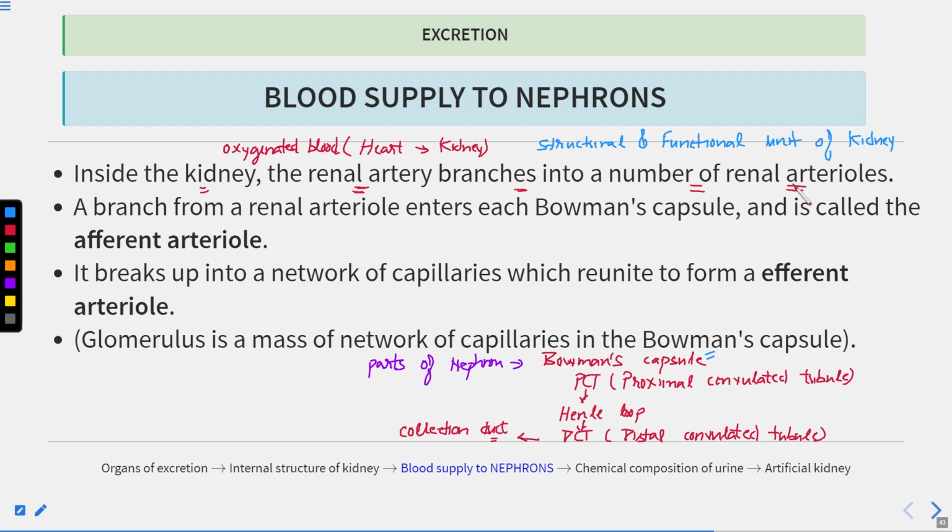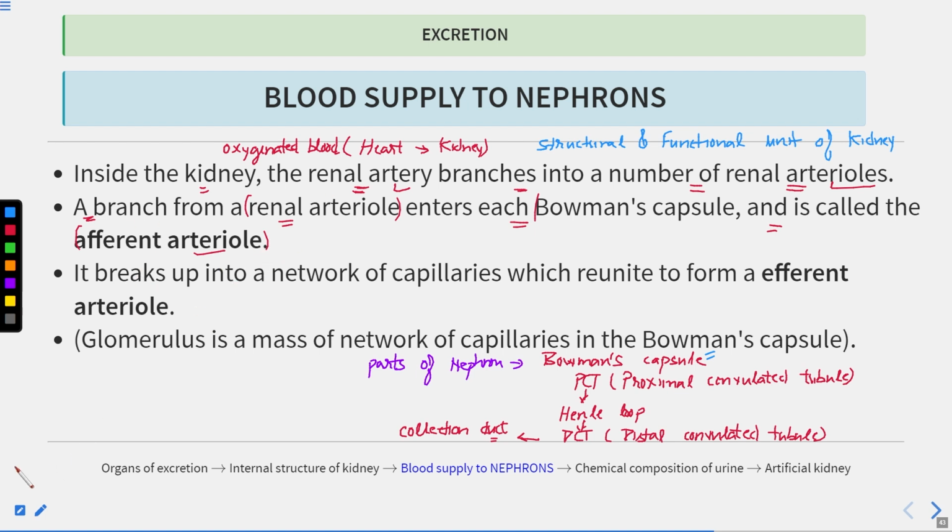This further divides into renal arterioles. An artery always divides into arterioles. These renal arterioles will also carry the oxygenated blood. Now a branch from a renal arteriole enters each Bowman's capsule and is known as the afferent arteriole. So the renal artery divides into renal arterioles, and a branch of the renal arteriole enters the Bowman's capsule and is known as the afferent arteriole.